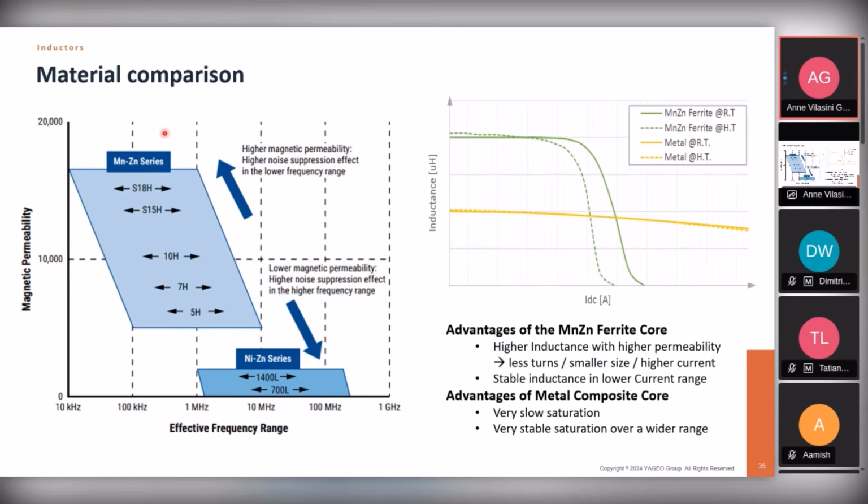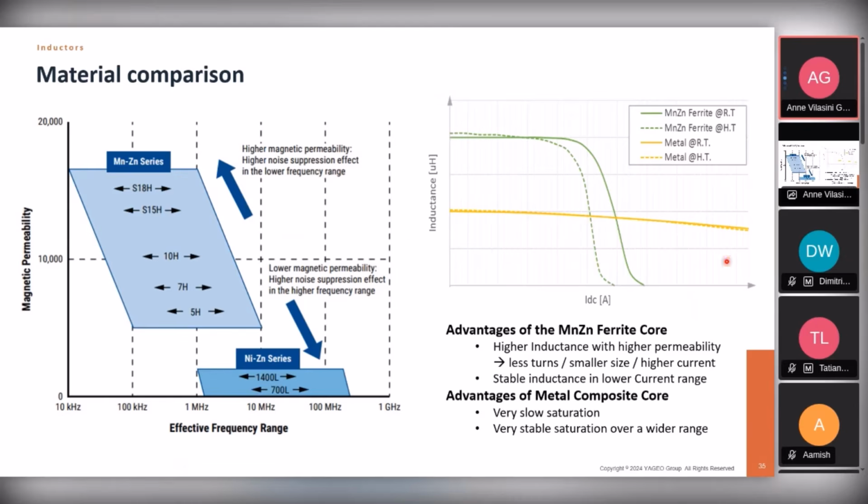When you use a manganese zinc component, you can see it has a good noise suppression effect in the low frequency range. But when you want better attenuation in the higher frequency, then you go for the nickel zinc series. It doesn't offer a higher inductance value, but there's a trade-off.